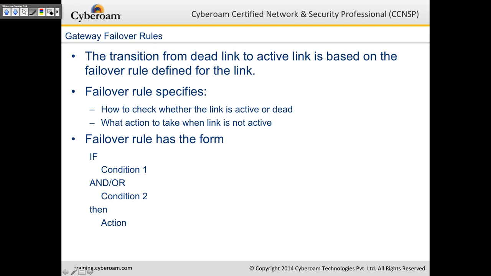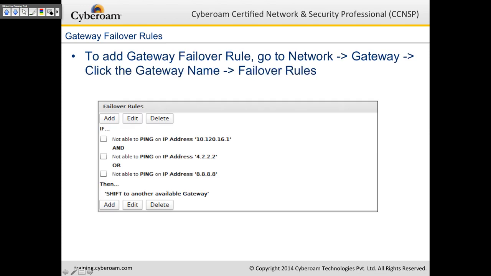Now there are certain gateway failover rules which you need to create, and you need to be very careful about it. The transition from dead link to active link is based on the failover rule defined for the link. The failover rule specifies how to check whether the link is active or dead, and what action needs to be taken if the link is not active. It has a sample format, if and or loop: if this condition and/or condition 2, then take this action. Depending on this particular format, you need to create a failover rule.